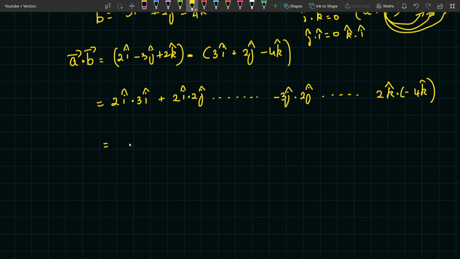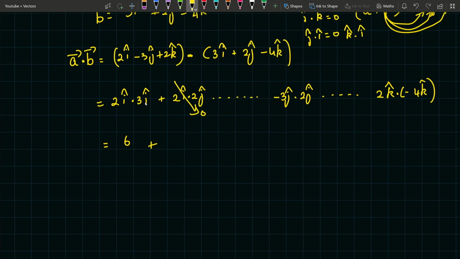So 2 into 3, 6. 6 into 1, 6. Plus, will this be equal to 0? Yes. And if you see clearly, all the non-corresponding multiplications will become 0. That is, if I multiply I cap to K cap, or I cap to J cap, J to K, or J to I, K to J, K to I, everything will become 0. But doing the dot product for the corresponding components, that will not become 0.